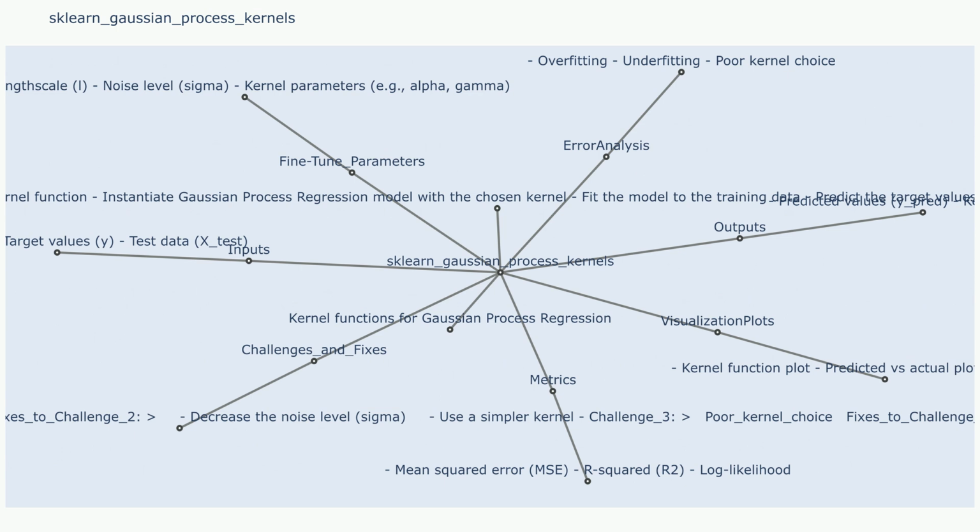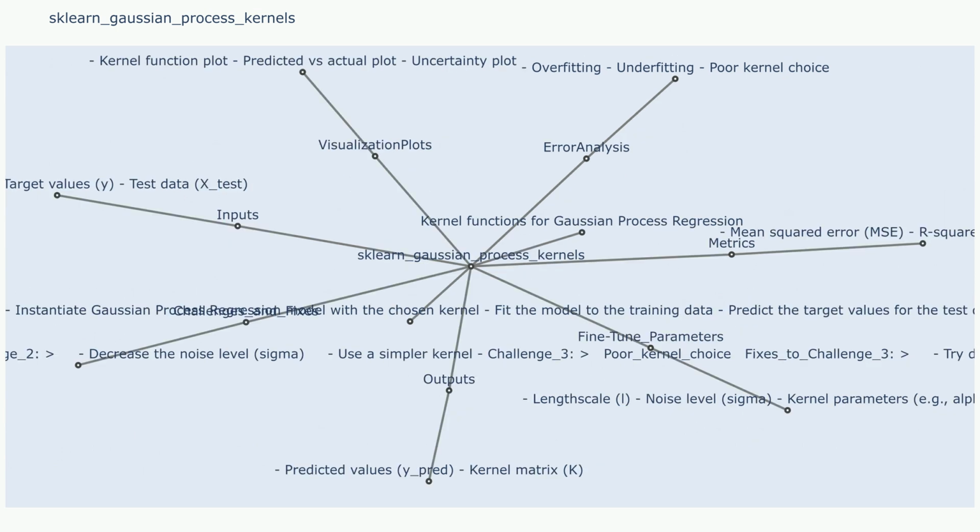Fixes to Challenge 2. Try different kernels. Experimenting with different kernel functions, such as RBF, polynomial, or Matern, can help identify the best kernel for the given data. Kernel engineering. Combining different kernel functions or customizing kernels to better capture the data's characteristics can improve the model's performance. Feature engineering. Transforming the input features to create more meaningful relationships between data points can help improve the kernel's effectiveness.